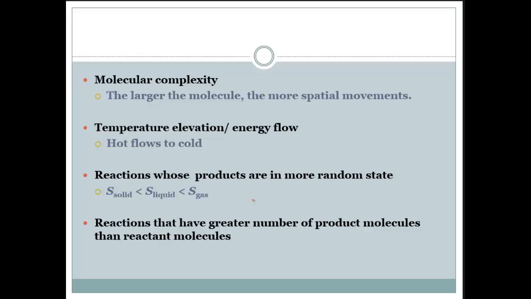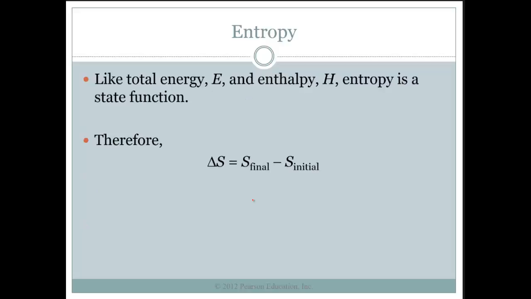There are several ways that this can happen. Molecular complexity: the larger the molecule, the more spatial the movements. Temperature, elevation, or energy flow: hot flows to cold. Reactions whose products are in a more random state, so it goes from a solid to a liquid to a gas. Reactions that have a greater number of product molecules than reactant molecules.